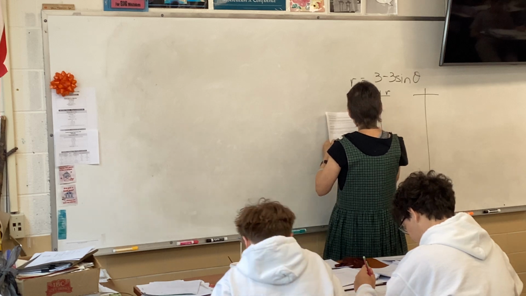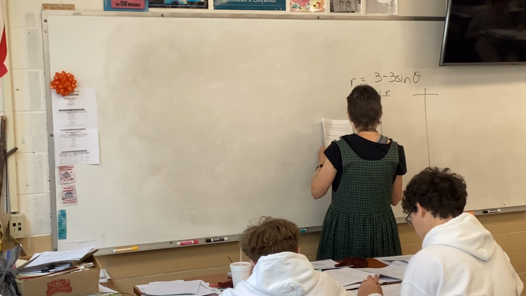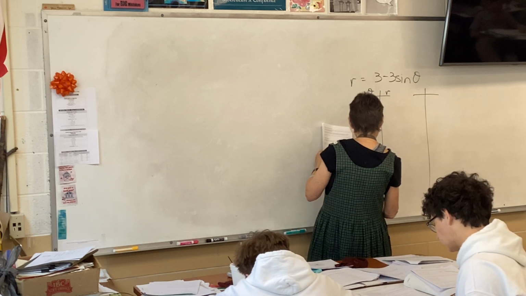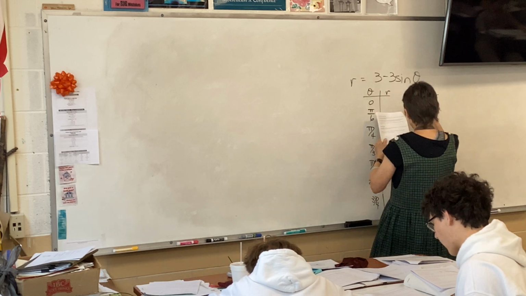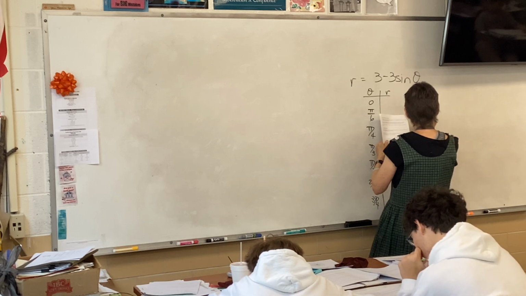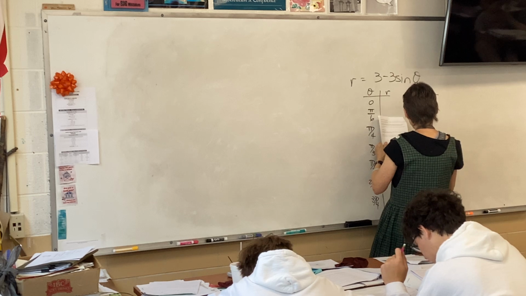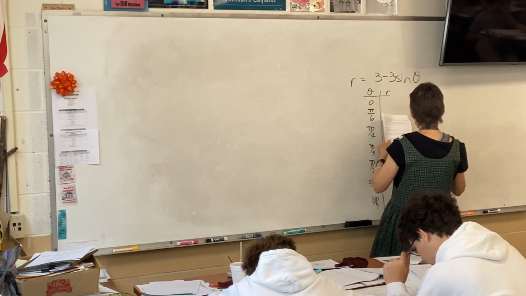Well, all you're doing now is filling in the table of values. So guys, just fill in the table of values, and when you have your chunk, come up and put them on the board for me. Remember, you're only finding R, so it's 3 minus 3 sine.